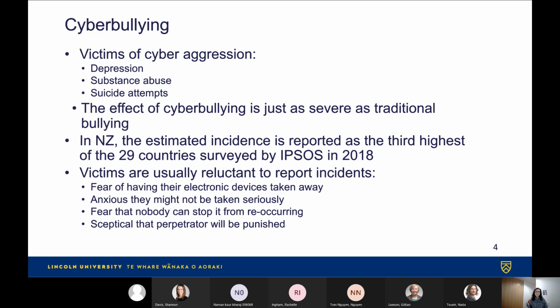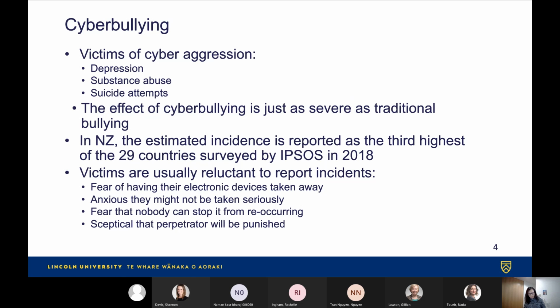Some actually even resorted to suicide just because the messages that they get are really bad, so that they have to do something about it. So the effect of cyberbullying is just as severe as traditional bullying. In New Zealand itself, the estimated incidence is reported as the third highest of the 29 countries surveyed by Ipsos. So what is Ipsos?